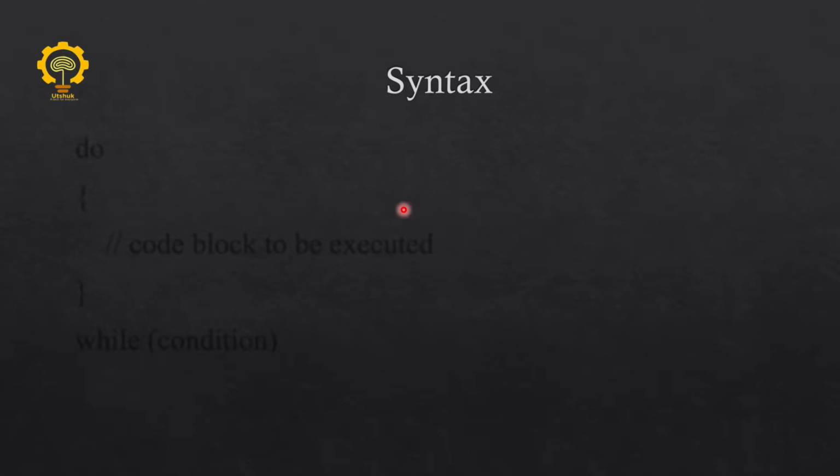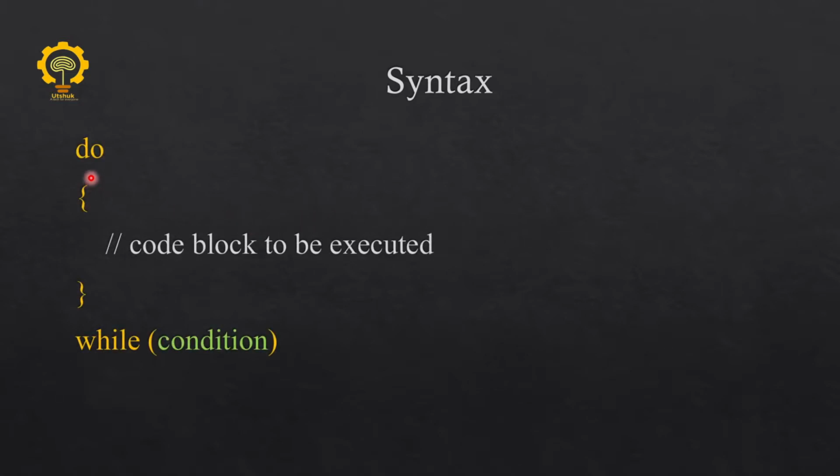Let's move to the syntax of do while loop. So here is the syntax of do while loop. Do, and inside it the code to be executed, and we check the condition at the bottom. So in a do while loop, it executes the code inside the do block at least once. Generally we use a do while loop if we want to execute the code at least once, and only then check the condition.